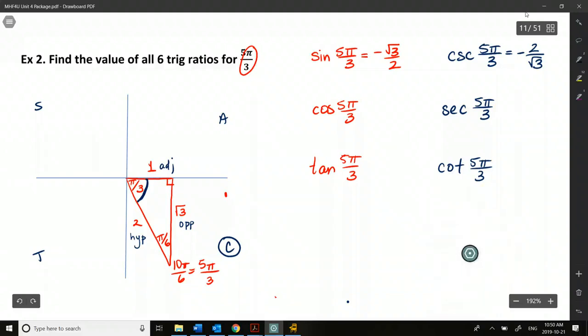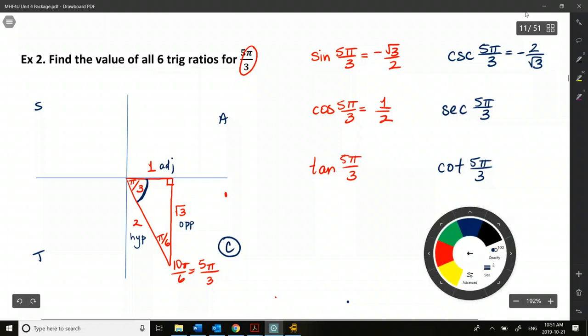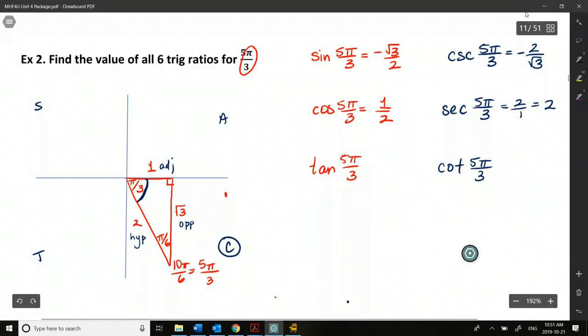Okay, cosine is positive in the cosine quadrant. So the ratio will be positive, and then we'll do adjacent over hypotenuse. So it will be positive 1 over 2. Okay, secant, because it's the reciprocal of cosine, will just be 2 over 1, which will reduce to 2. Okay, and then tangent is also negative in the cosine quadrant, so we'll have a negative ratio, and I'm going to use opposite over adjacent for tangent. So we'll get negative square root 3 over 1, which reduces to negative root 3.